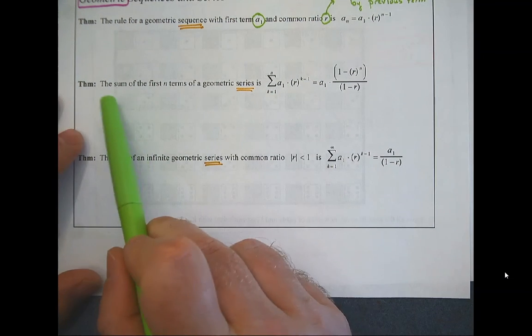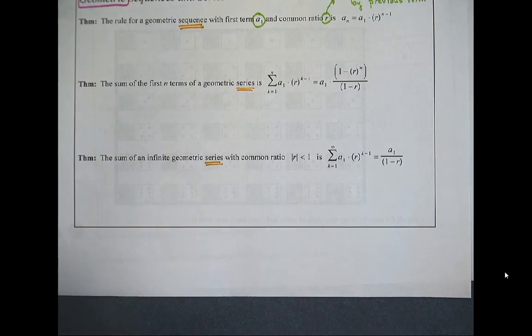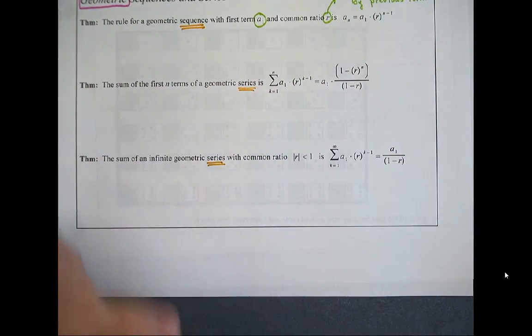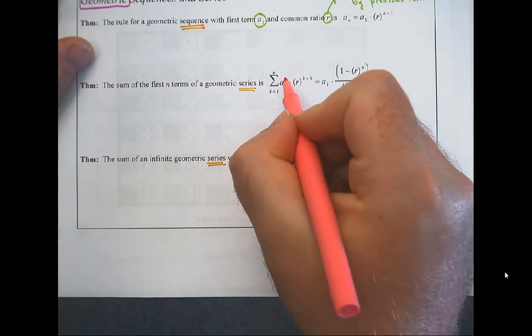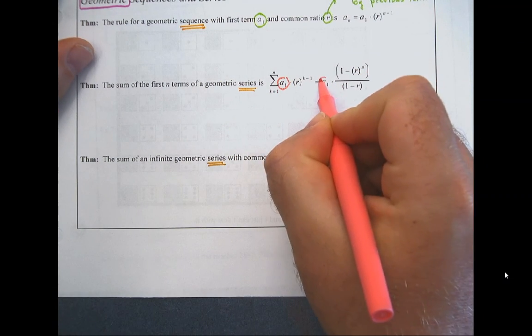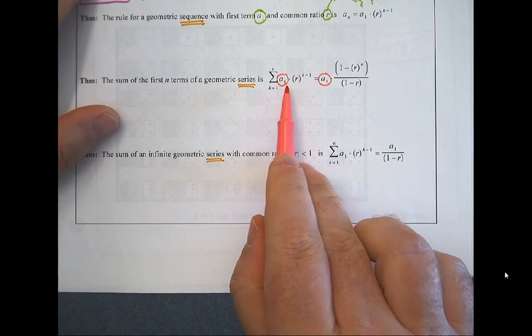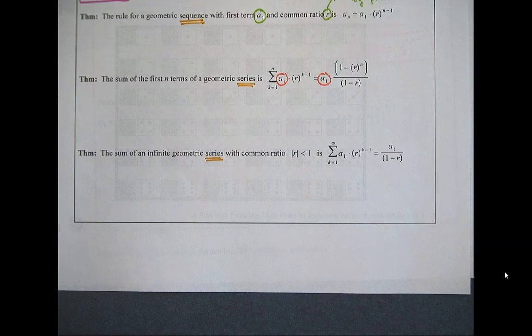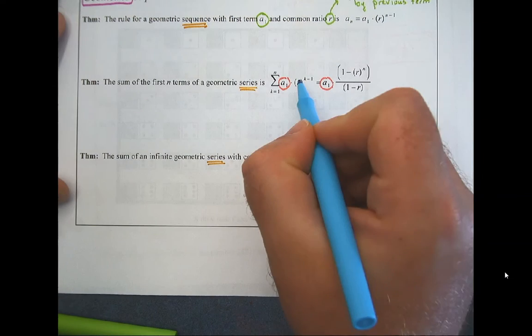So for the sum of the first terms of a geometric series, what are the things that I need to know? I need to know, again, the first term. So if this is a sub 1, this is a sub 1. So whatever is in front of this in my formula is going to be the first term in my theorem. And then from there, I can highlight my ratio.